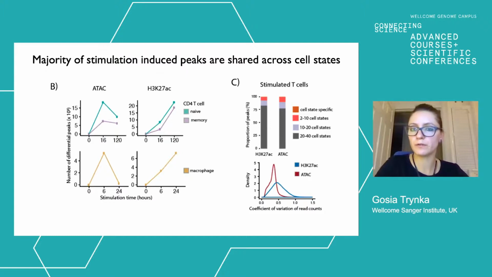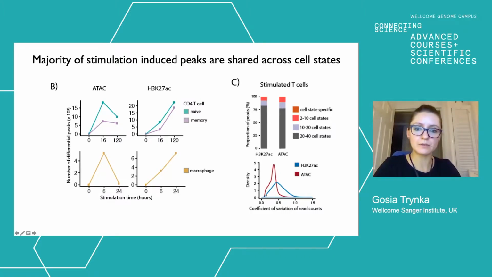What we observed, first of all, was that upon stimulation, we observed an induction of a large number of peaks. However, what we also observed was that the majority of those peaks were actually shared between the different cell states. So only really a small proportion of peaks was cell state specific. On the other hand, when we looked at how variable those peaks were between the different cell states, we actually observed that there was quite high variability.